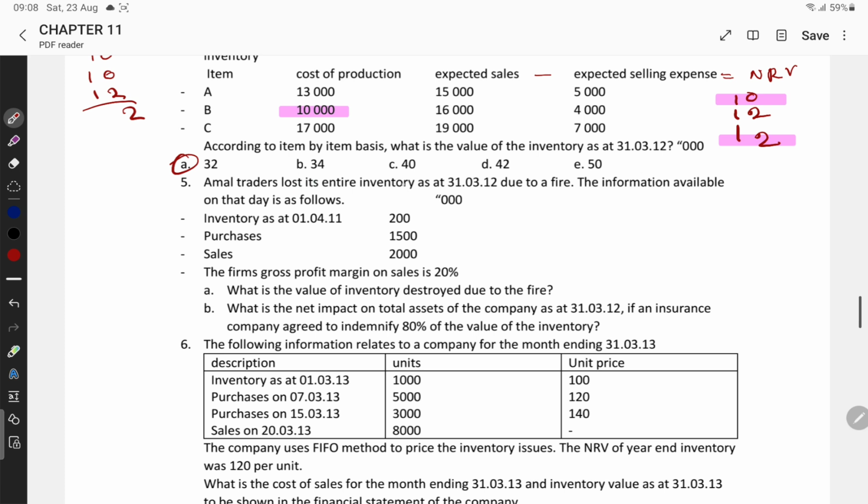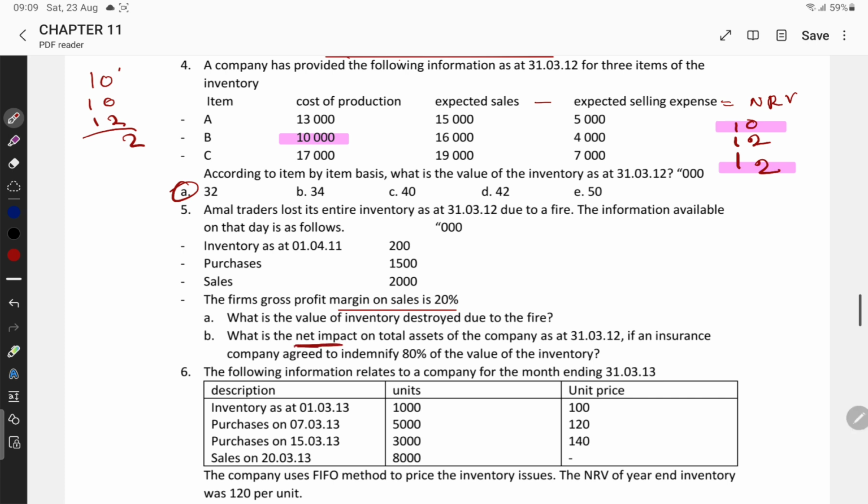Amal Traders lost its entire inventory as of 31st of March due to a fire. The information available on that day is as follows. Opening inventory, purchase, sales, firm's gross profit margin on sales is 20%. So what is the value of inventory destroyed due to the fire? What is the net impact on total assets as at 31st of March 2012 if an insurance company agreed to indemnify 80% of the value of the inventory?